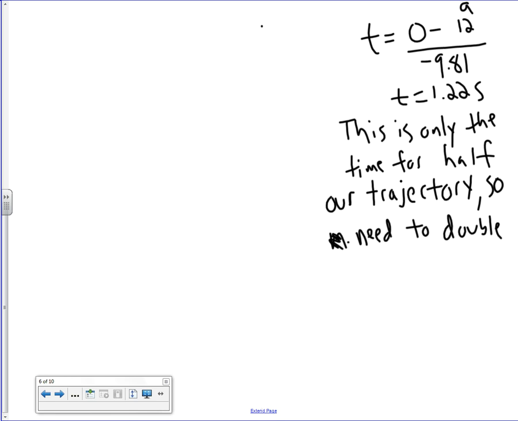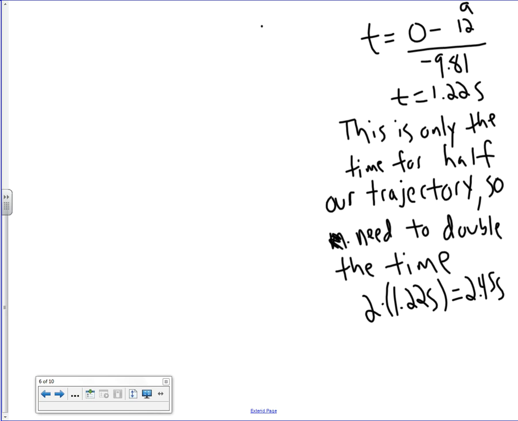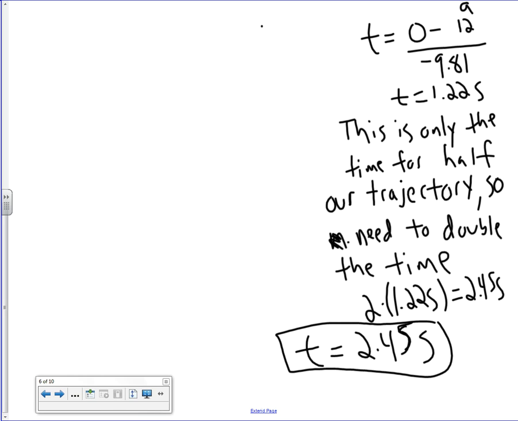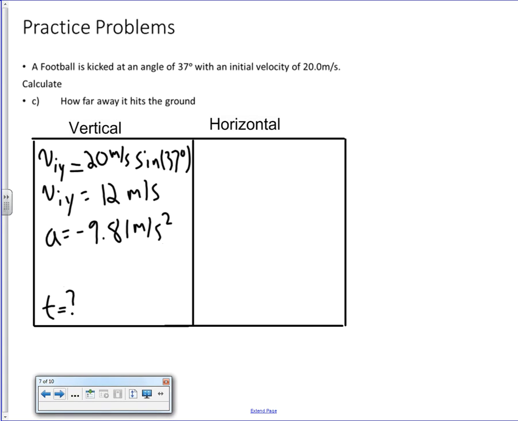Double the time. Okay, so 2 times 1.22 seconds. And this is rounded, so when we actually do it in the calculator, it actually equals 2.45 seconds. Okay, so our t is equal to 2.45 seconds. You're going to want to box that up all nice for the readings. So we have the total time. Alright, that was that problem. A couple more to go.